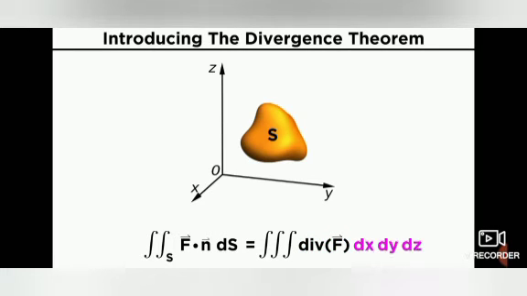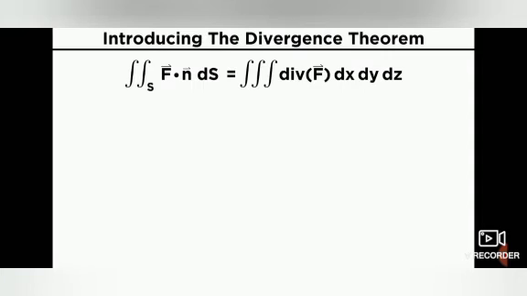Here dV denotes dx, dy, dz. There are three coordinates x, y, z, so dV denotes dx dy dz. Therefore, the surface integral of F dot n cap dS over a closed surface is equal to the volume integral of the divergence of the same vector F over the volume.